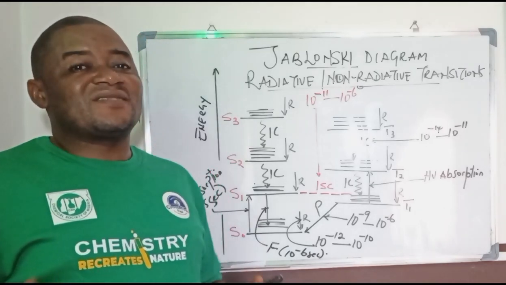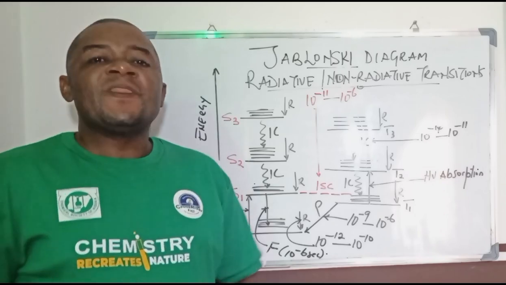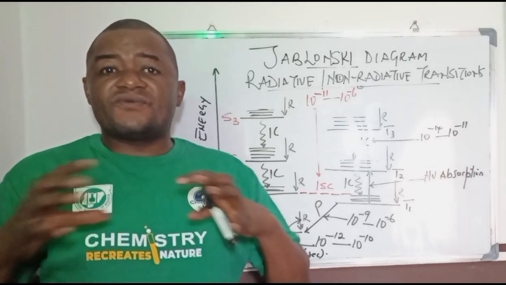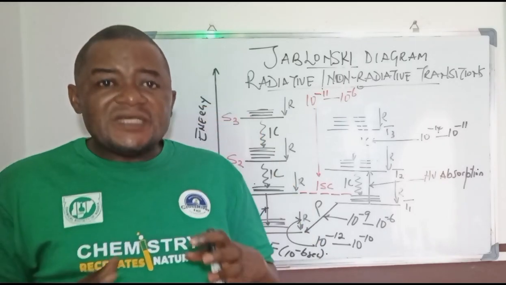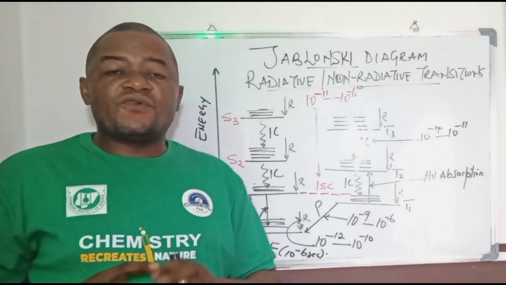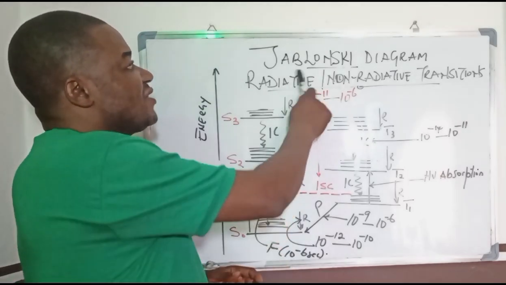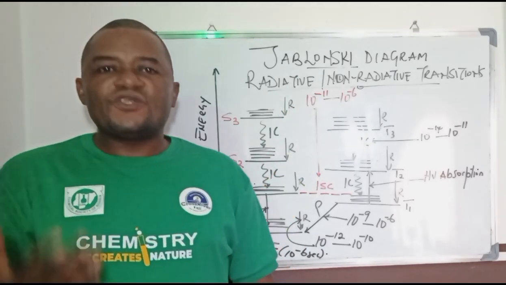There are some other syntheses of certain chemicals that involve photochemical reactions. Now, everything about photochemical reactions is embodied in the Jablonski diagram. You can comfortably explain photochemical reactions if you understand the processes involved in the Jablonski diagram, and that is why I felt we should talk about it.